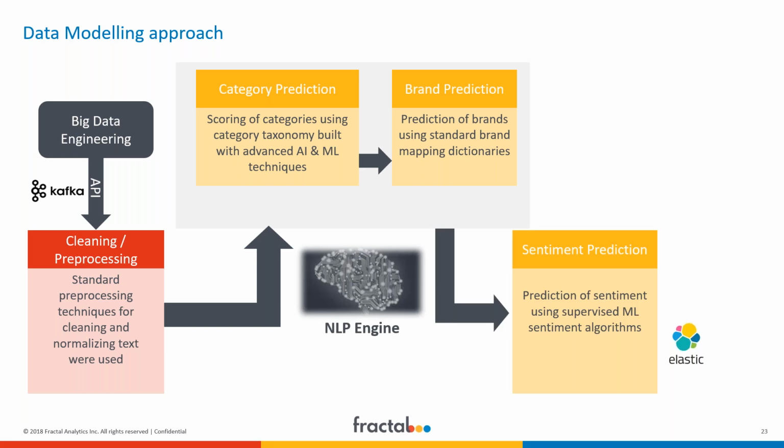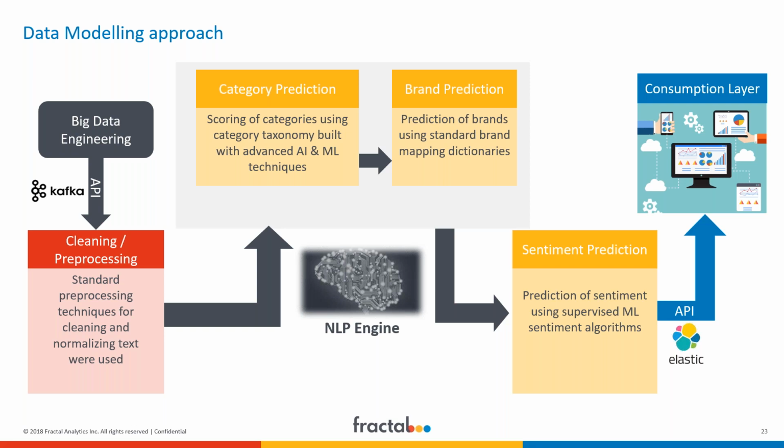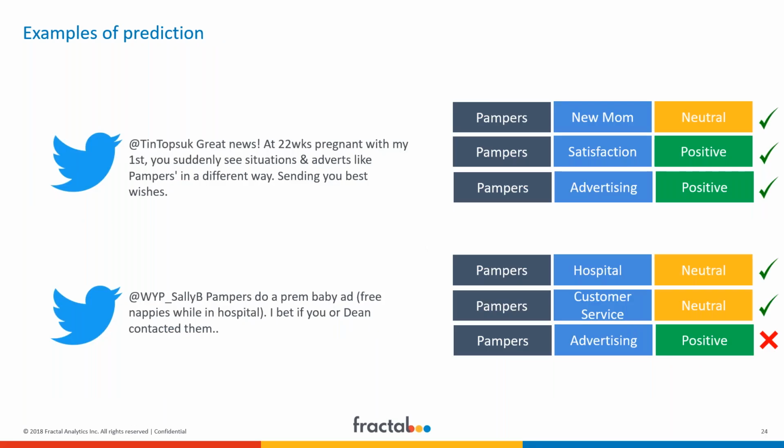And then the third thing was, once you have predicted the various categories and the brands available in a particular review, next thing was to build a model around sentiment prediction across each of these category brands, and which was finally pushed to the consumption layer. Now, I'll show you an example of how good this system worked.